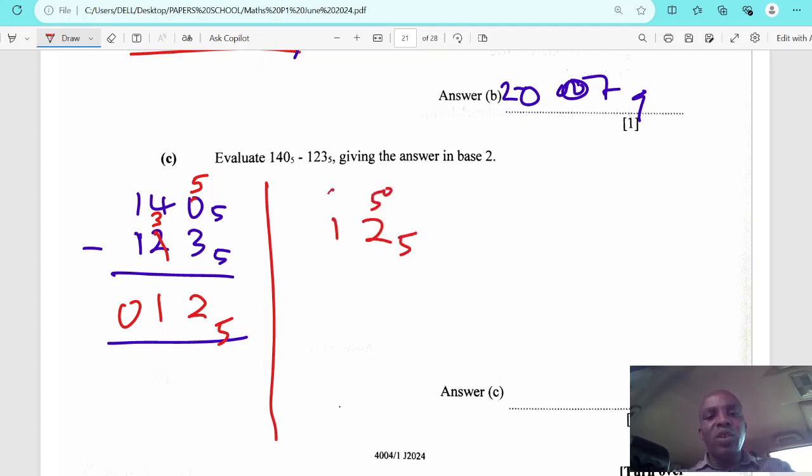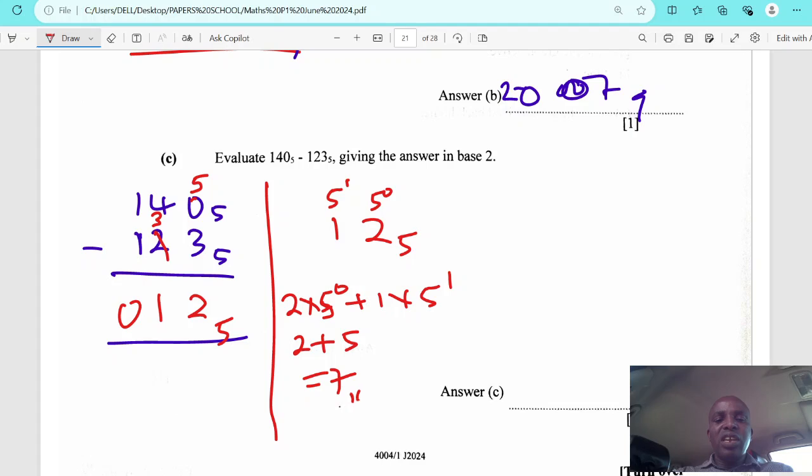This will be 5 to the power 0, 5 to the power 1. So it will be 2 times 5 to the power 0 plus 1 times 5 to the power 1. 2 times 5 to the power 0 is 2, plus 5. So it's 7 base 10.